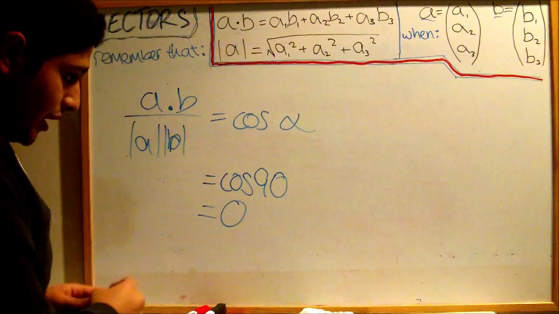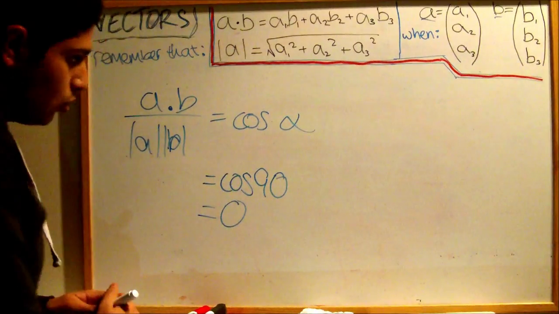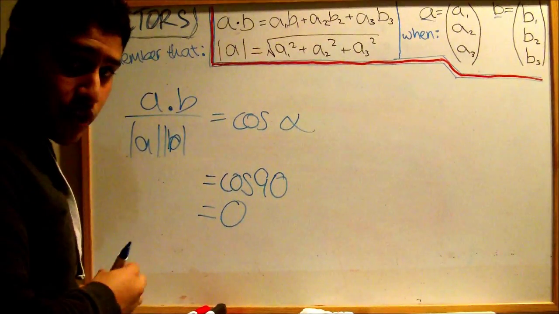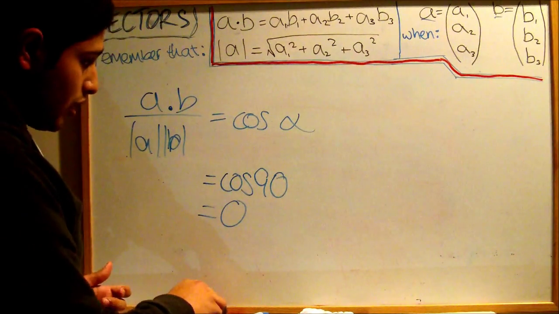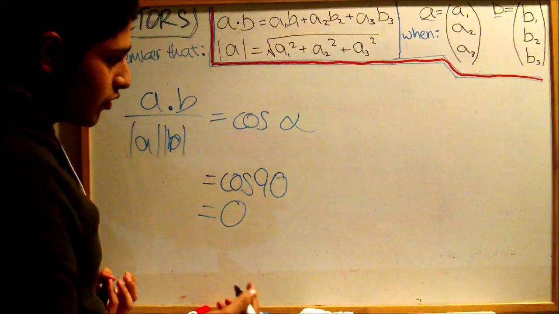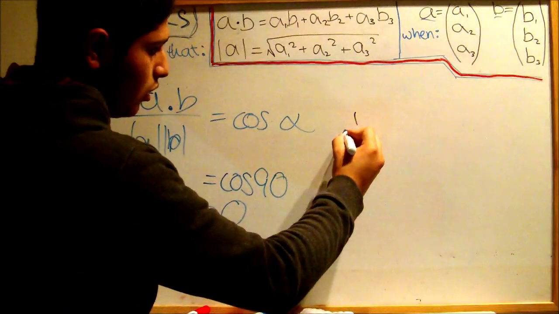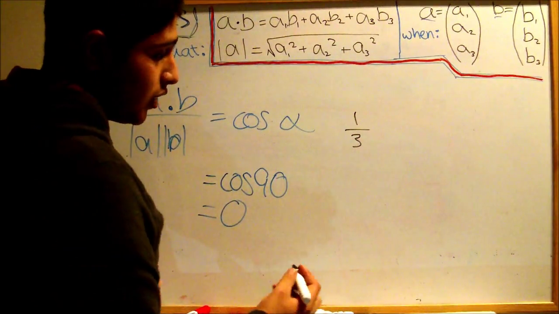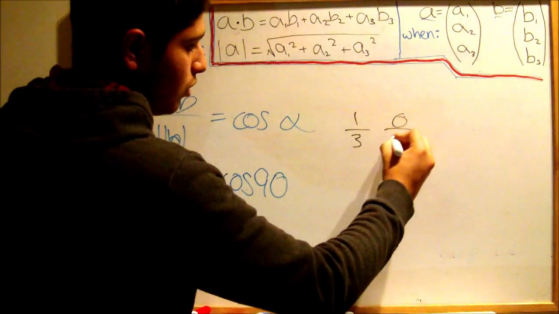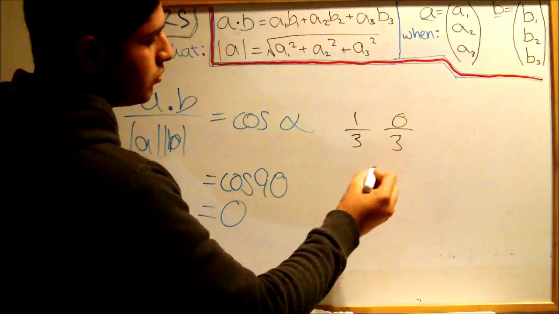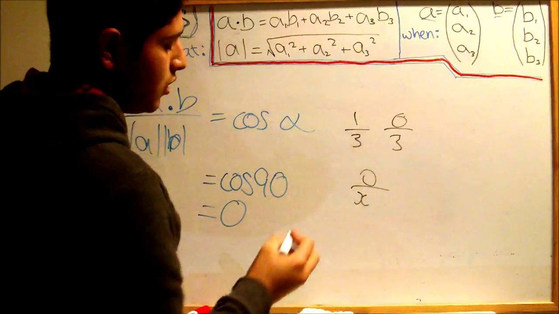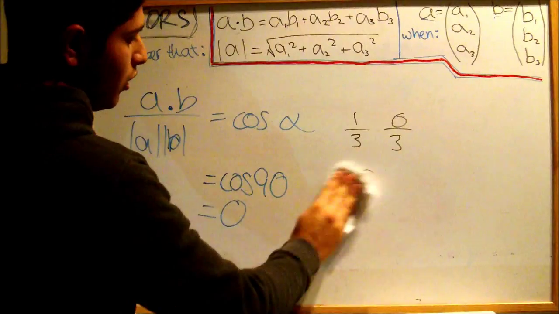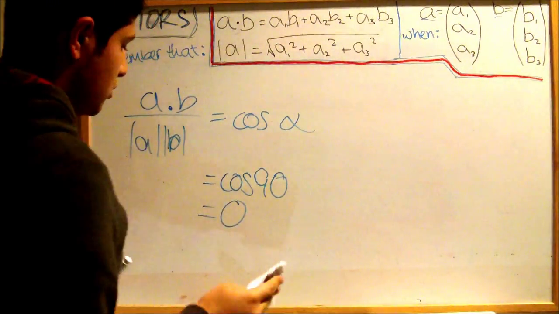As we know with any fraction, if the top equals 0, if the numerator equals 0, then the whole fraction equals 0. For example, 1/3 is 1 divided by 3. However, 0/3 is 0. 0 over x is 0. 0 over anything is 0, regardless of what's on the bottom of the fraction.